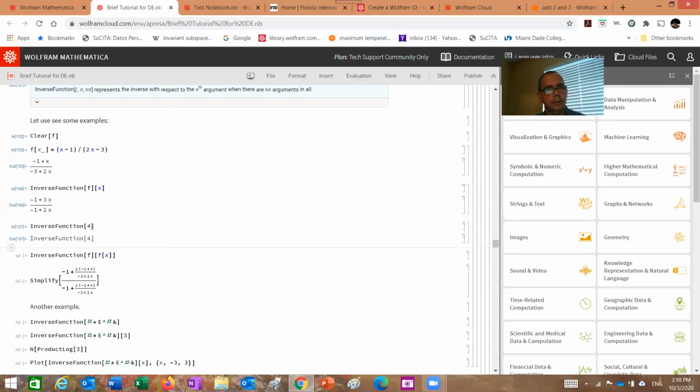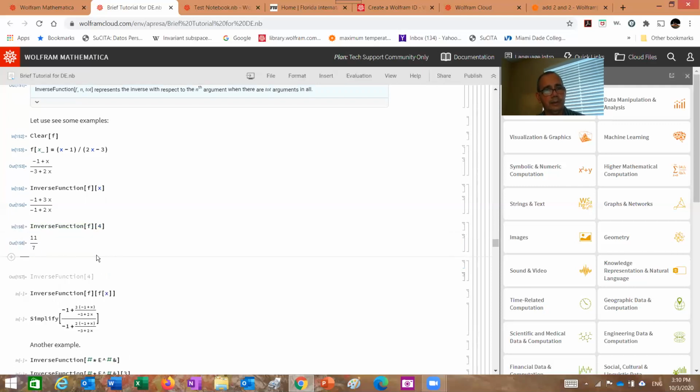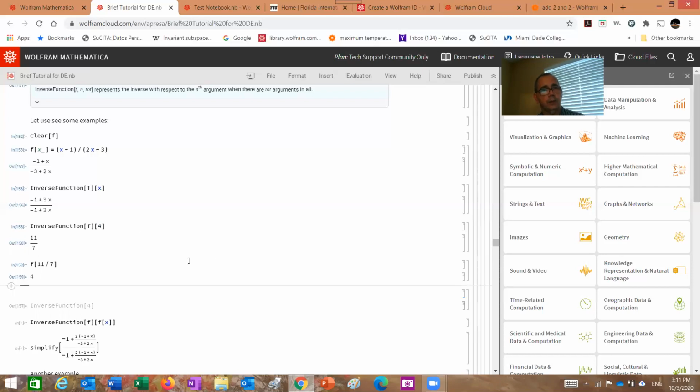Sorry, I forgot to put the F. Inverse function of F at 4. Go back a little bit. Bracket, 4 bracket. And then it returns 11/7. Now, if you evaluate the original function at 11/7, what should you get? You should get the number 4 back.